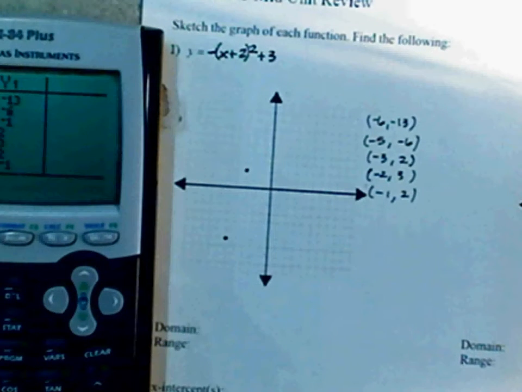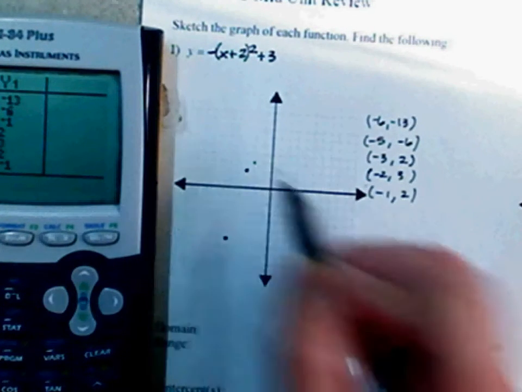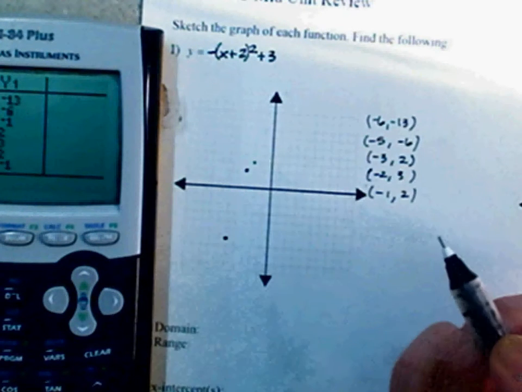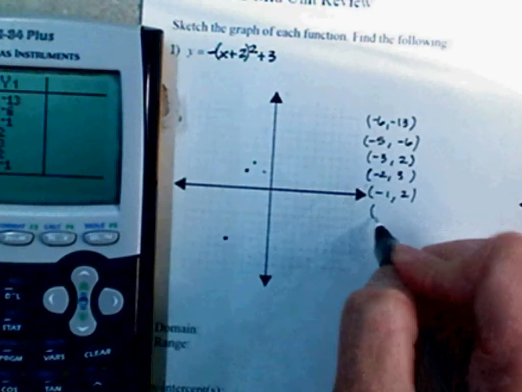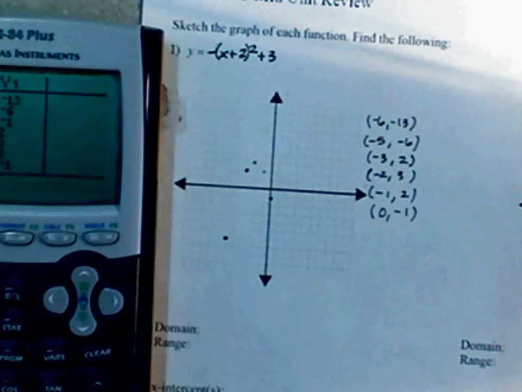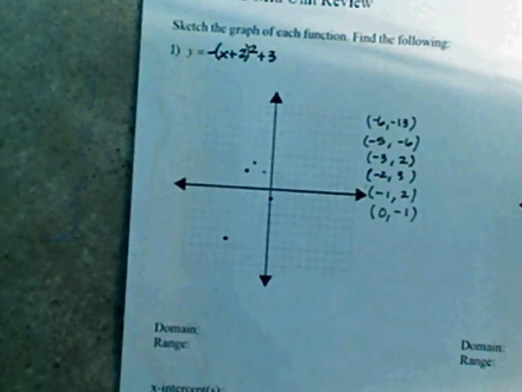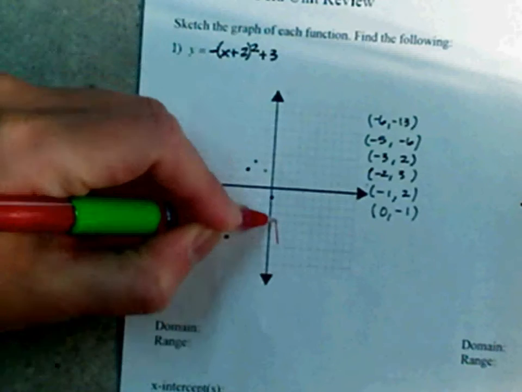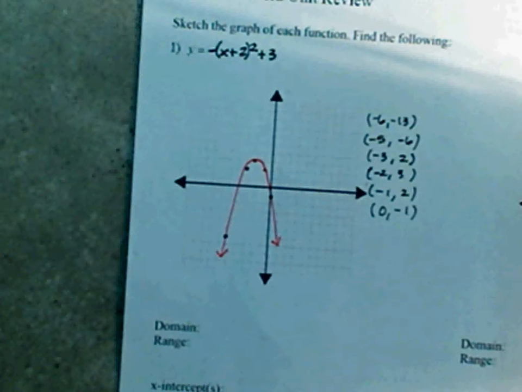Then you have negative 2, 3. 1, 2, 1, 2, 3. Okay. Then you have negative 1, 2. And then you could probably do 0 and negative 1. Do you see the shape that's taking place? Okay? So let's go ahead and graph the shape. And there's your shape. Everyone got that shape? You should be doing it with us.